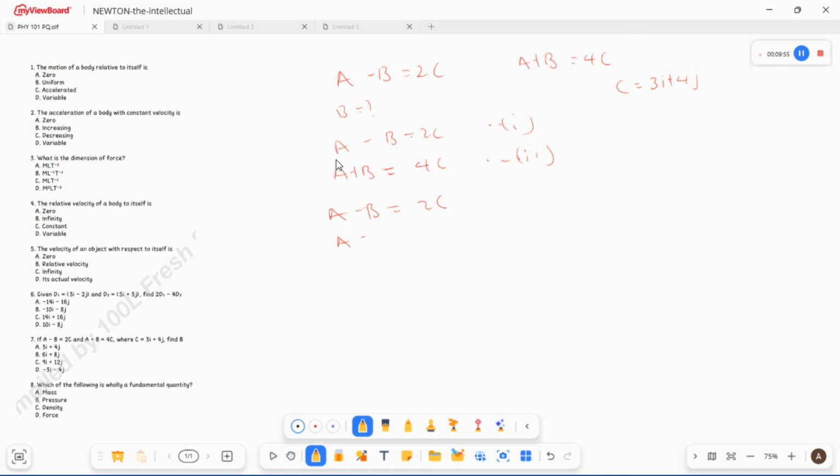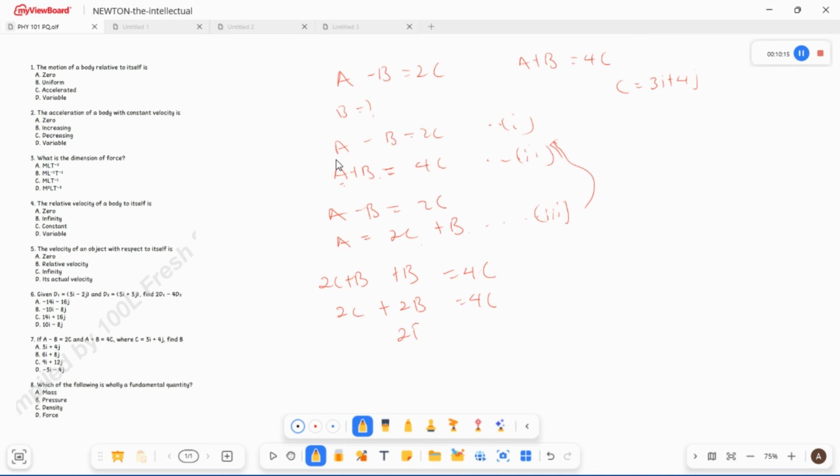So we can say A is equal to 2C plus B. Then we substitute this equation 3 into equation 2. So we can say 2C plus B. Remember that, because A plus B, and A is what? 2C plus B, is equal to 4C. So here we have 2C plus 2B is equal to 4C.